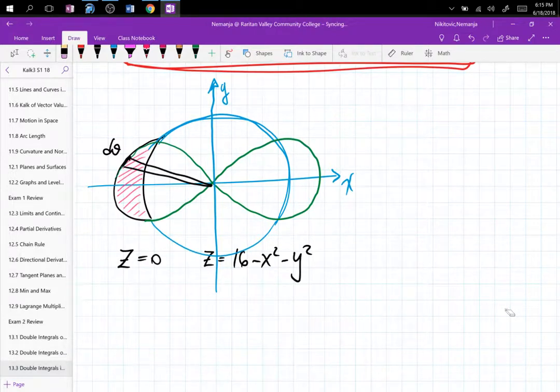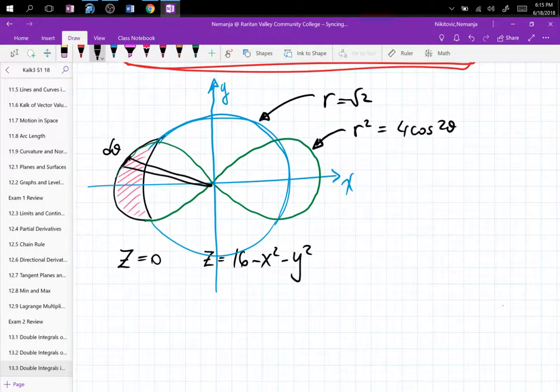So the equations are, the circle is labeled as r equals square root of 2, and the flower is r squared equals 4 cosine 2 theta. You're just making those things up. Yes, those are the two equations.